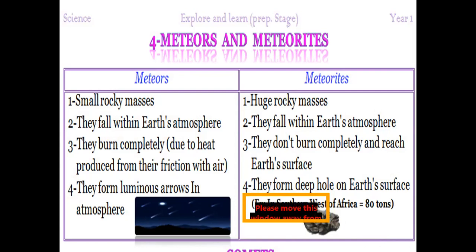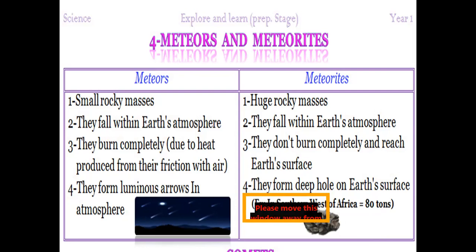But concerning the meteorites, they don't burn completely, and this is the problem. Why? Because some of the meteorites, which are not burned completely, may fall directly on the earth, and they are found in huge sizes, in huge weights, in tons. Can you imagine what happens if a very small part of this meteorite falls on earth? It will make a very big and deep hole.